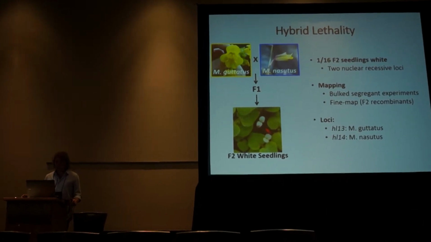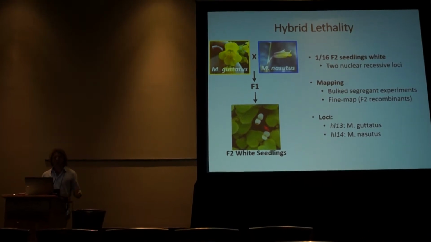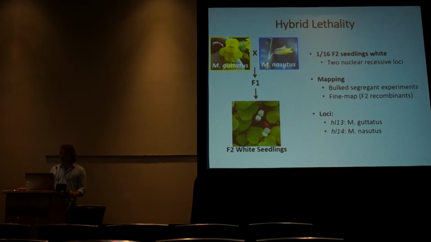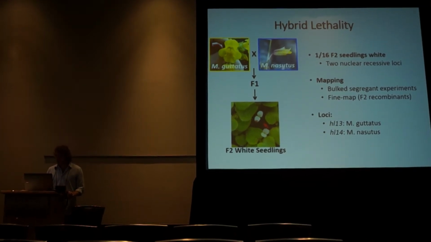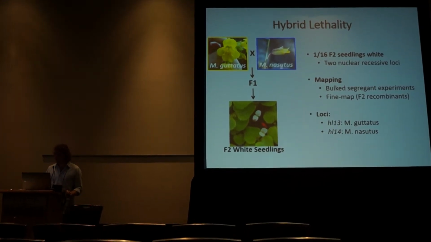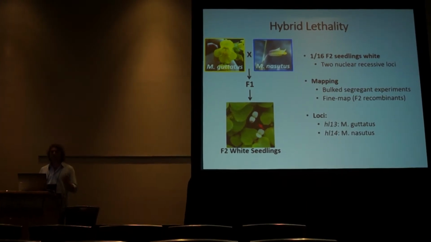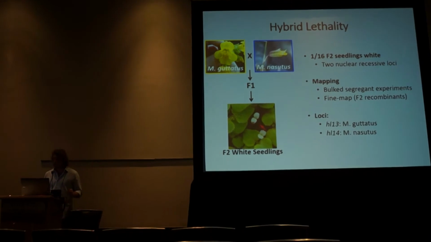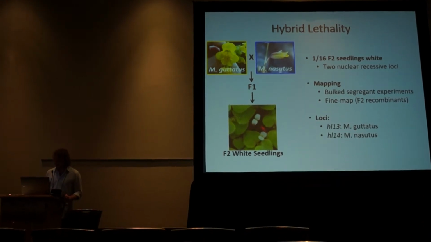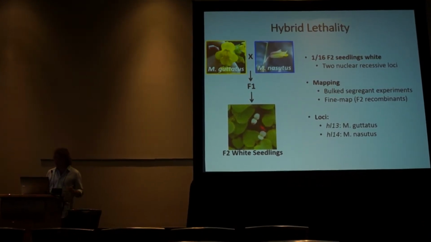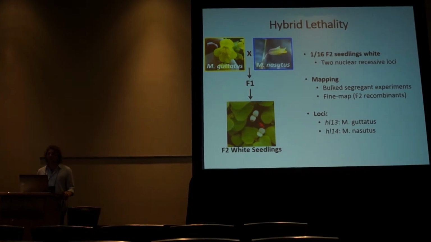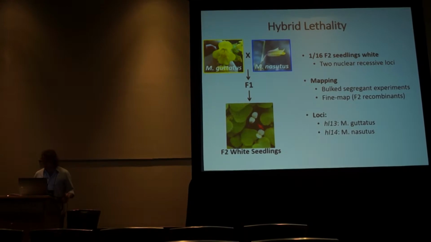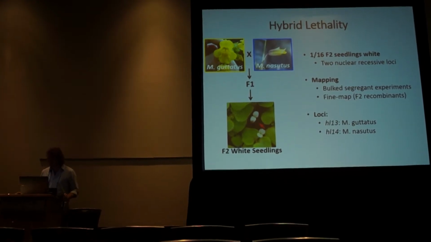And as it turns out, and I've characterized a lot of this, I'm running over a lot of mapping stuff that I've done, but 1/16 of the F2 seedlings are white. And there are 2 nuclear recessive loci that cause this. So you can perform the cross reciprocally and see the same phenotype caused by the same loci. And I mapped both of those loci using bulk segregant experiments and F2 recombinants. And I have exciting, cool new mapping results, but I can't discuss those today.